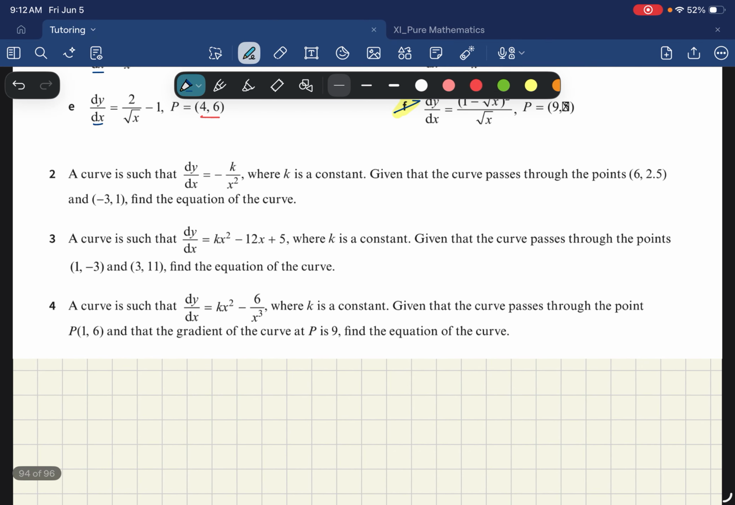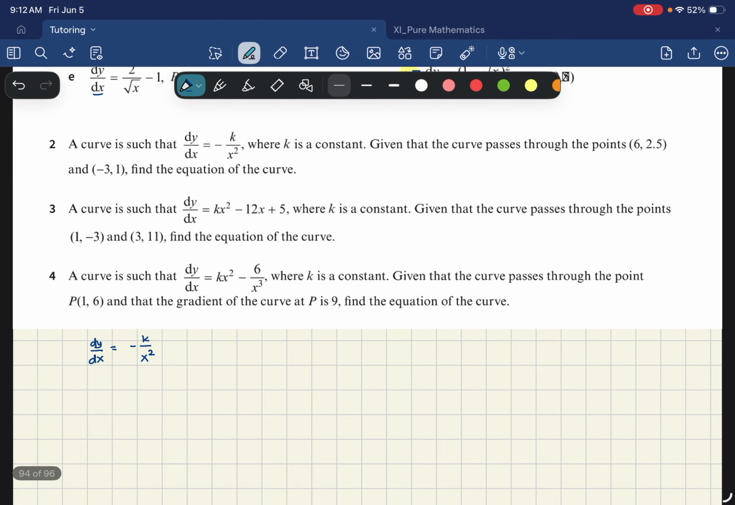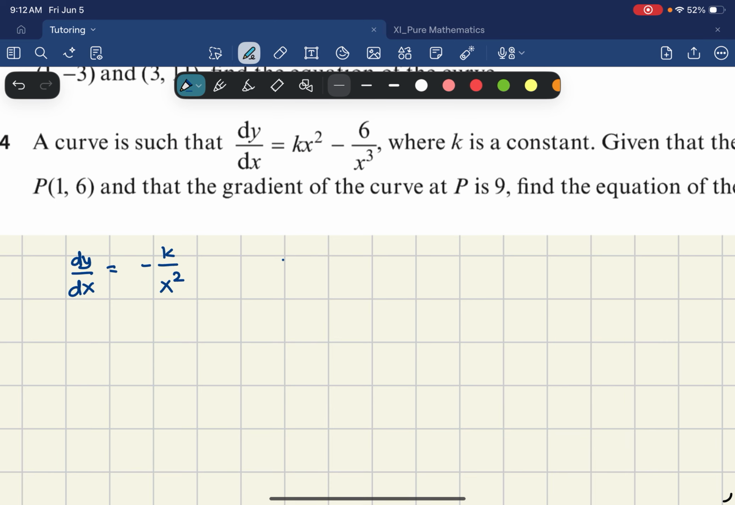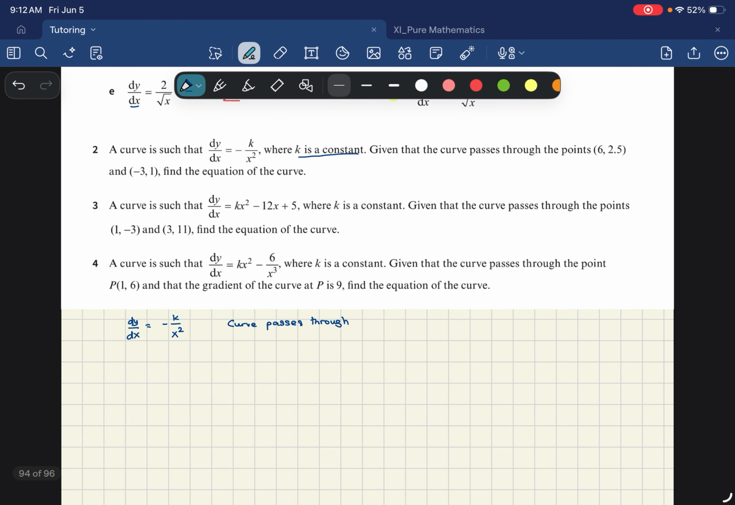A curve is such that we are given this equation: dy by dx is equal to negative k over x squared, where k is a constant. Given that the curve passes through the points 6 comma 2.5 and negative 3 comma 1, we are asked to find the equation of the curve.